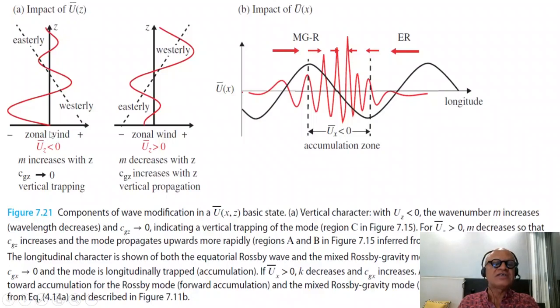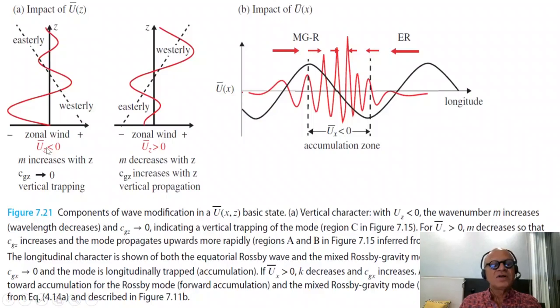So in this case u bar z is negative because the zonal velocity is decreasing, whereas here zonal velocity is increasing. So you are going here from westerly to easterly, whereas here you are going from easterly to westerly. In this case, the vertical wave number will increase with z because of this stretching, and the vertical group velocity will tend to 0, so there will be vertical trapping.